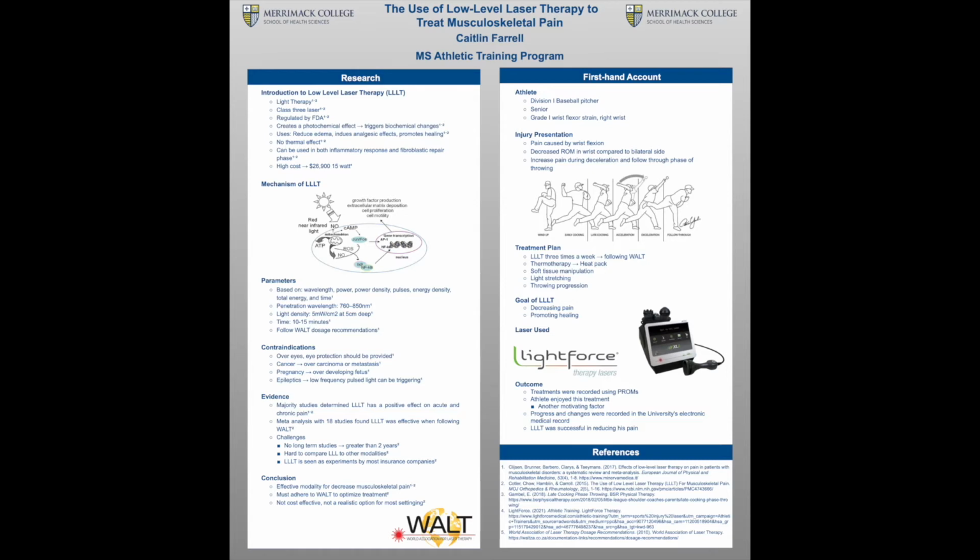With that all being said, there's a wide variety of parameters that are going to affect our treatment. So our parameters are based on wavelength, power, power density, pulse, energy density, total energy, and time. So what this is going to look like for us is penetrating wavelength is approximately 760 to 850 nm. Light density is going to be 5 milliwatts per centimeter squared at 5 centimeters deep, and time is going to be approximately 10 to 15 minutes.